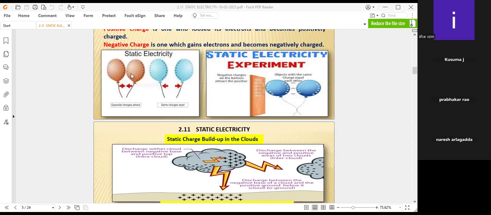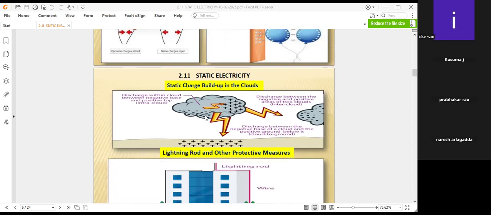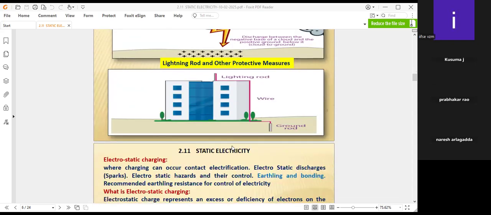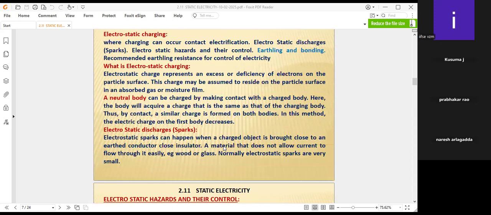That's why opposite charges attract each other, and similar charges repel each other. When the neutral body comes into contact, these things will happen. Deficiency of one and excess of the other is also there. Thus, by contact, a similar charge is passed on and the now neutral body also becomes charged, with the properties of the charged body.